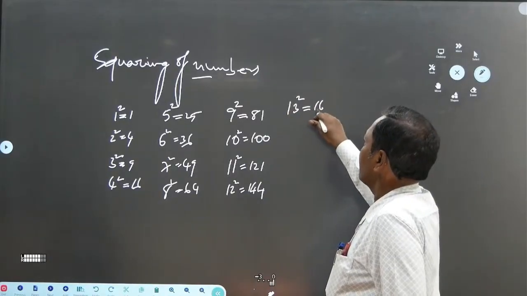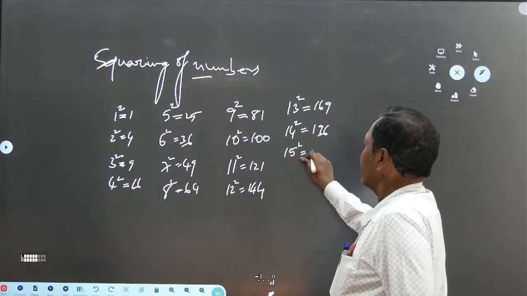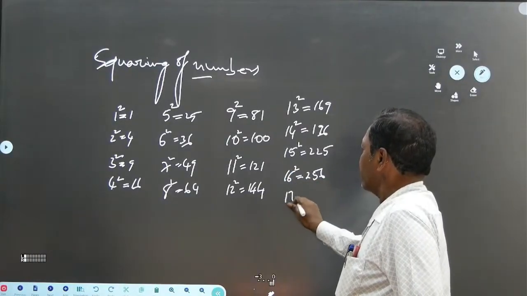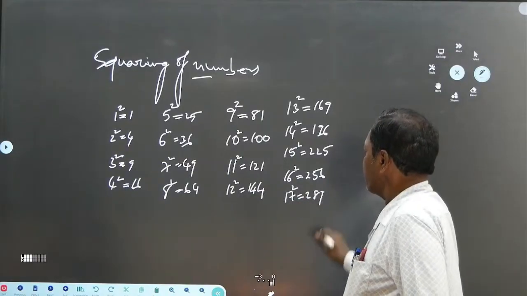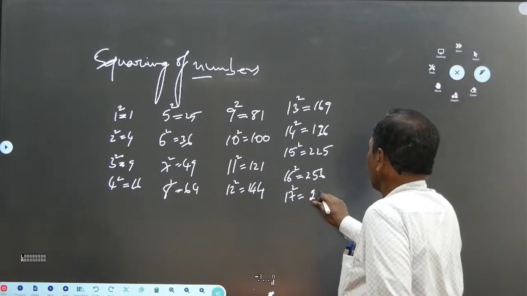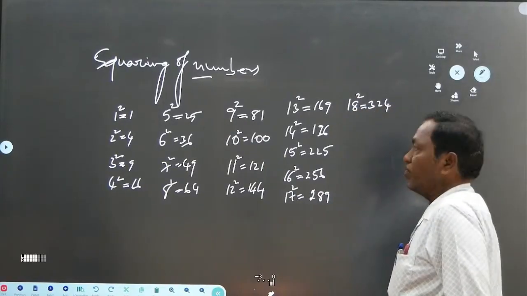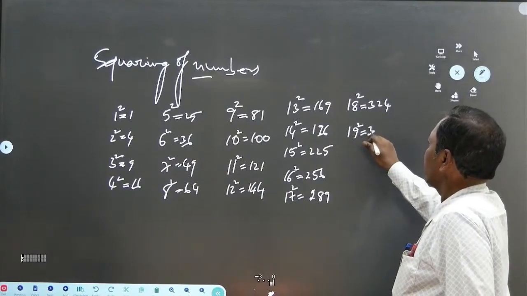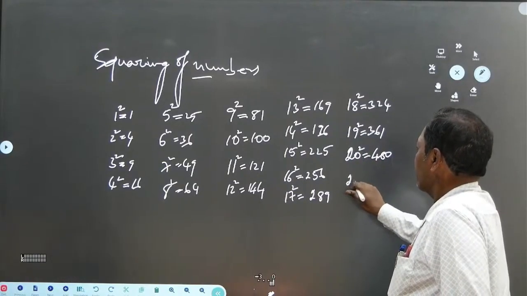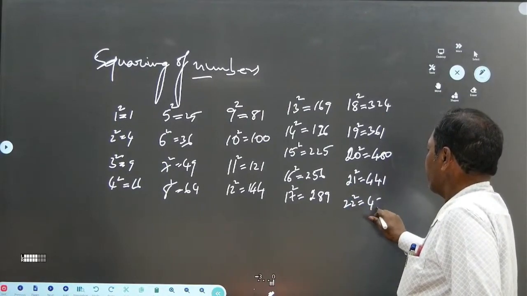13 square 169, 14 square 196, 15 square 225, 16 square 256, 17 square 289. 18 square, what is 18 square? 324. 19 square 361. 20 square 400. 21 square 441. 22 square 484.